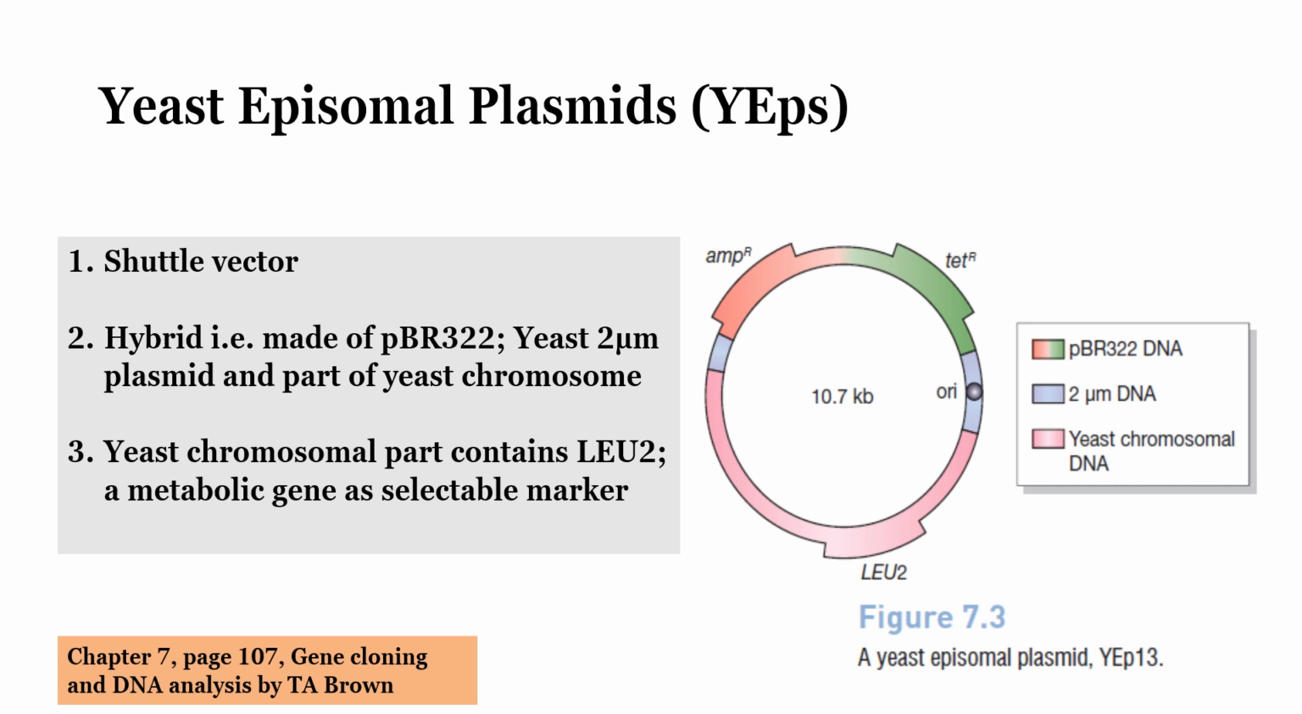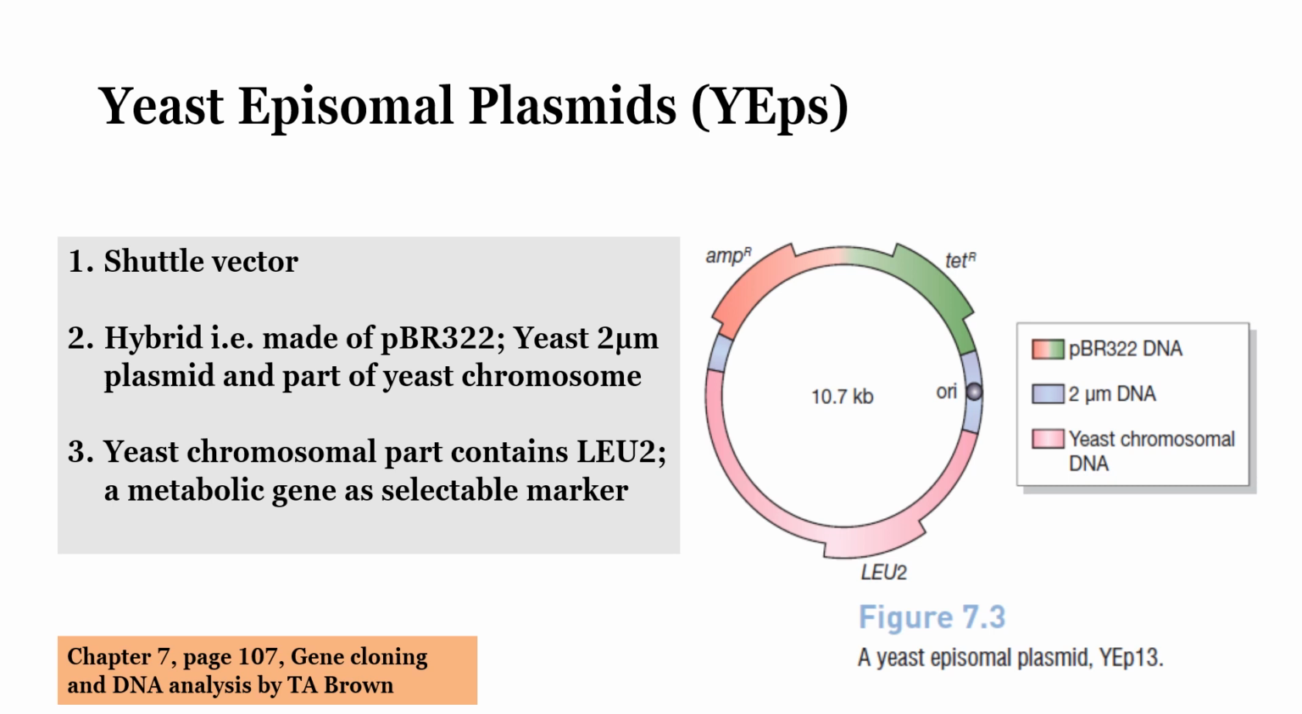Now, LEU2 is a metabolic gene, and it is used as a selectable marker over here. Now, how can we use LEU2 as a selectable marker? First let us see here. We have two selectable markers for selection in E. coli, and then we have one selectable marker for selection in yeast as a host. That's why it is called a shuttle vector.